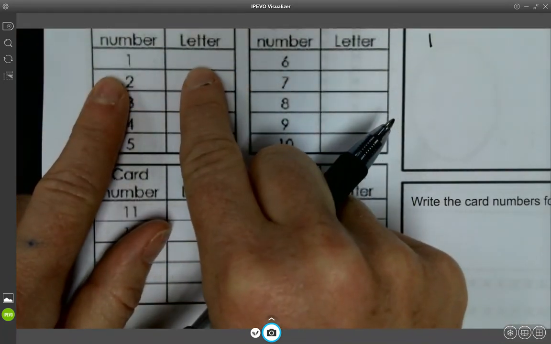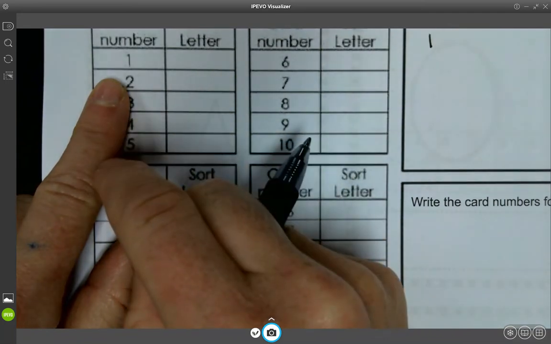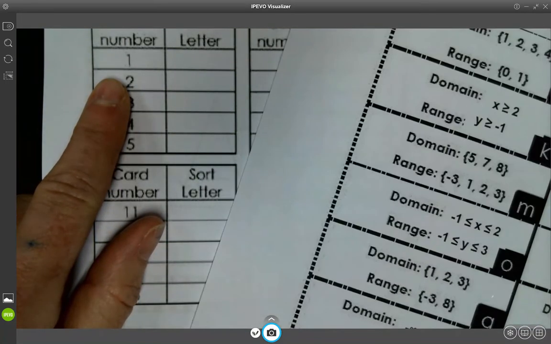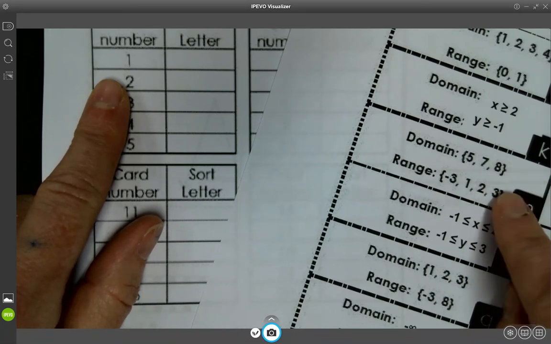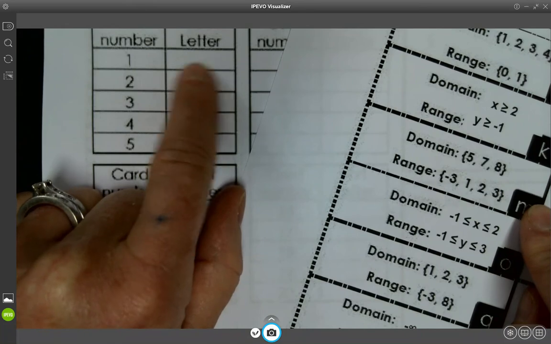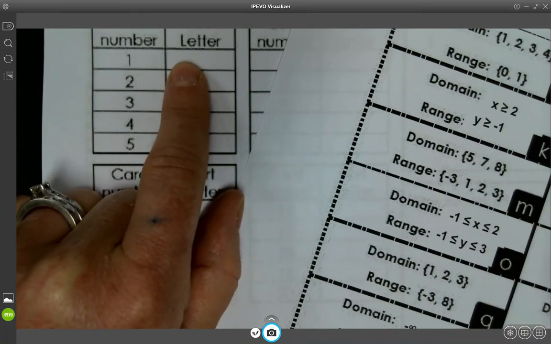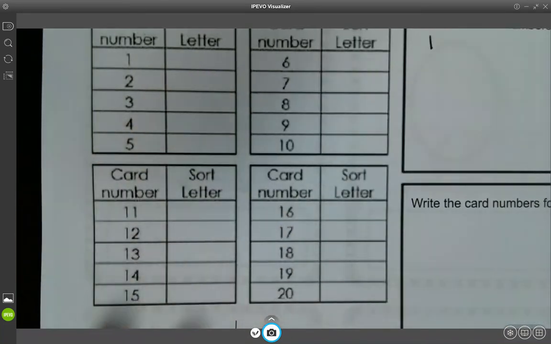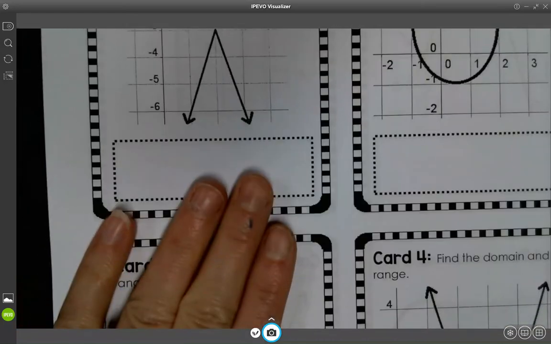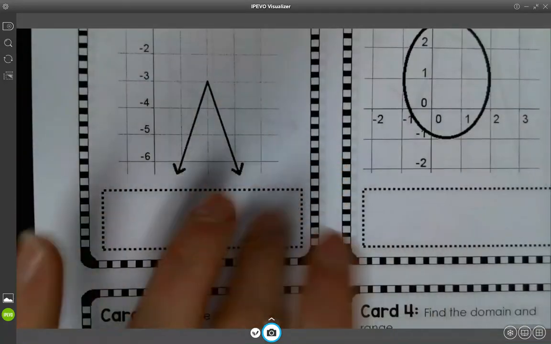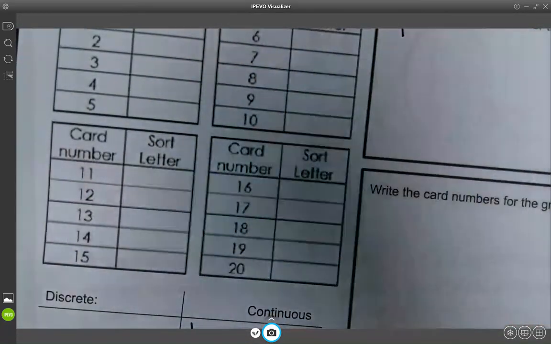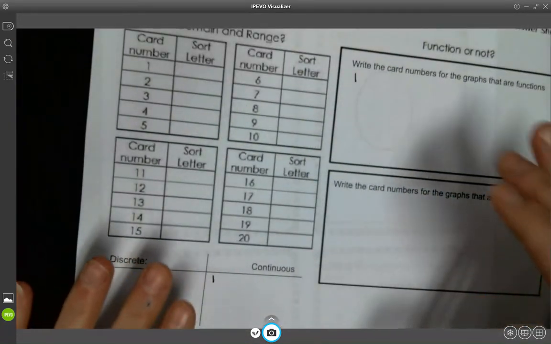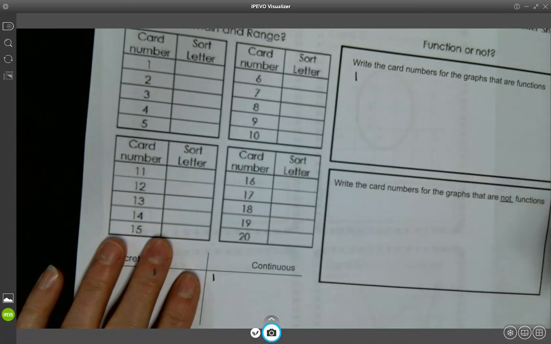Let's say number 1 was, I don't know what it is, I'm not going to give you the right answer. Let's say it was M, which it's not going to be because it's continuous. This is a discrete domain range. You would put your letter right here. So whenever I go to check your work, I can look here and see that you've done left, right, low, high, and then I can check this answer sheet. You're going to be given today and tomorrow to work on it.